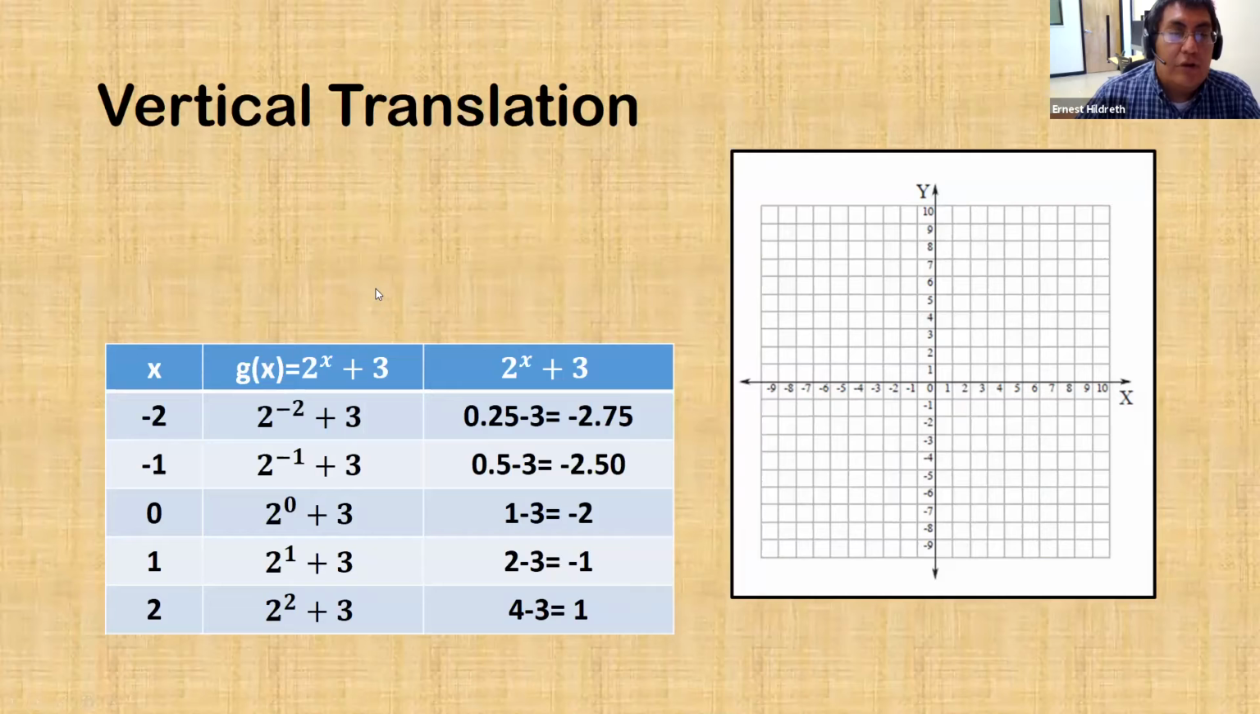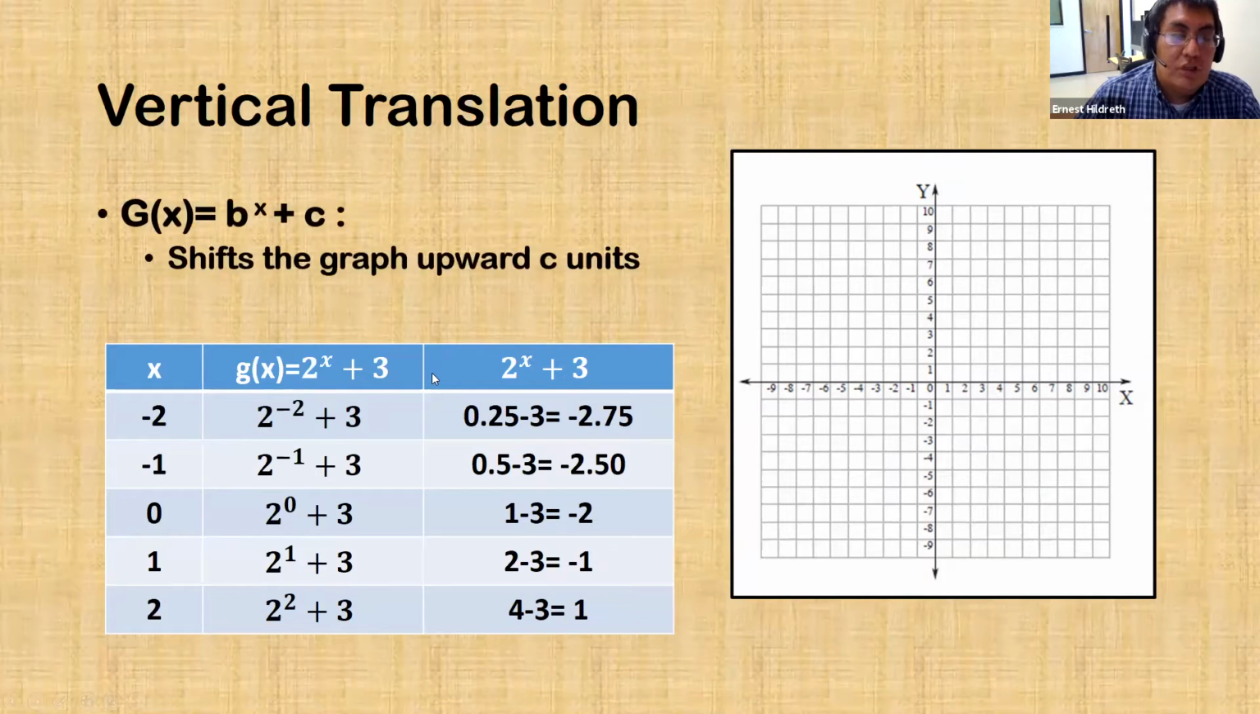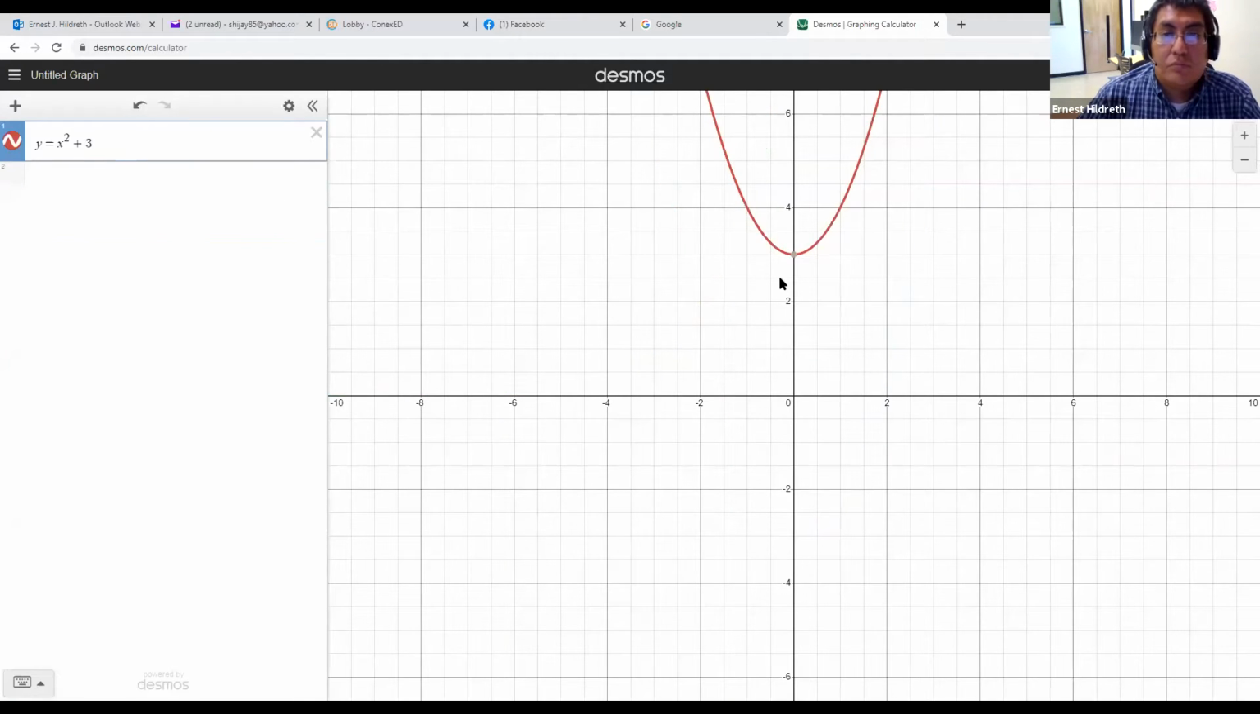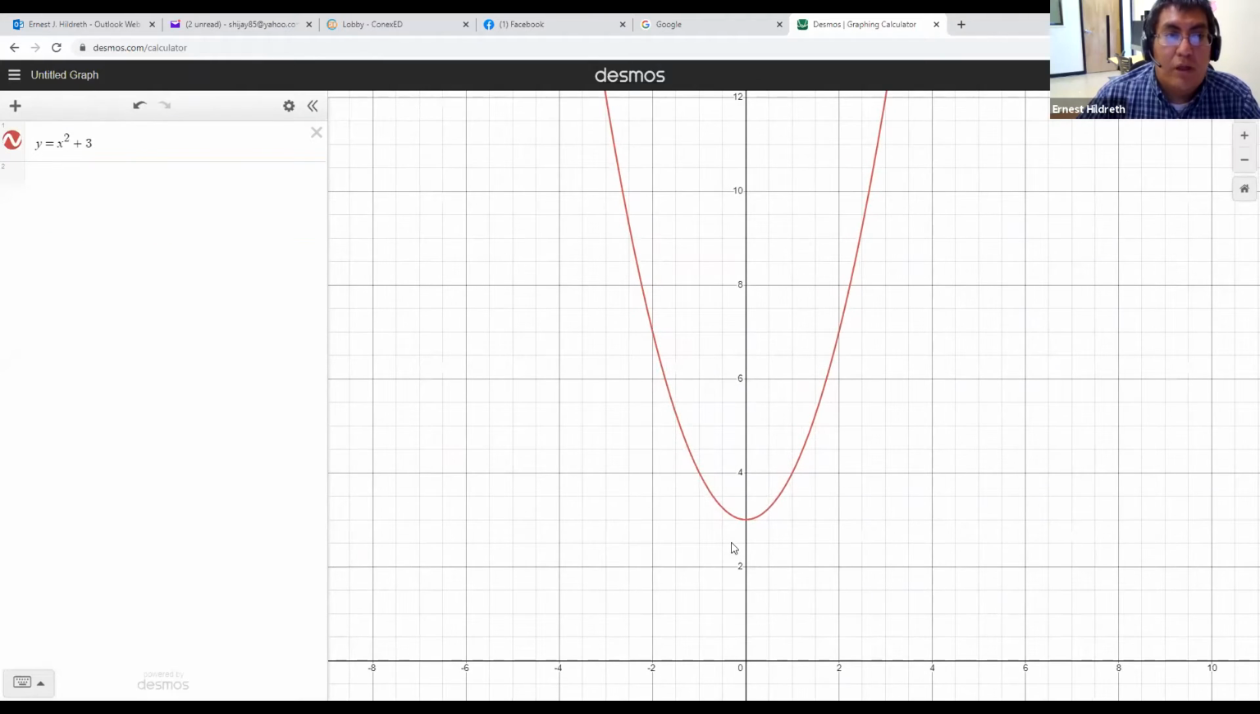So here I have the graph on the chart for a vertical translation. g(x) = b^x + c, and the graph shifts by c units. So if we go back to the chart that I had, that we have here, we have it here like this.